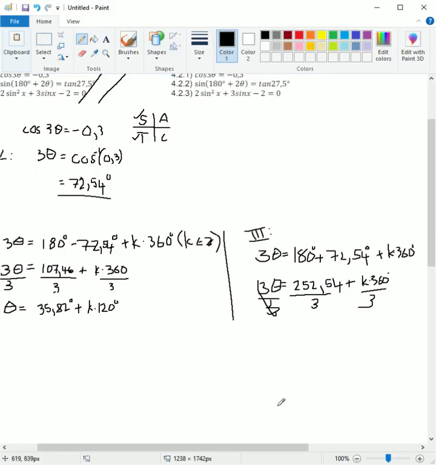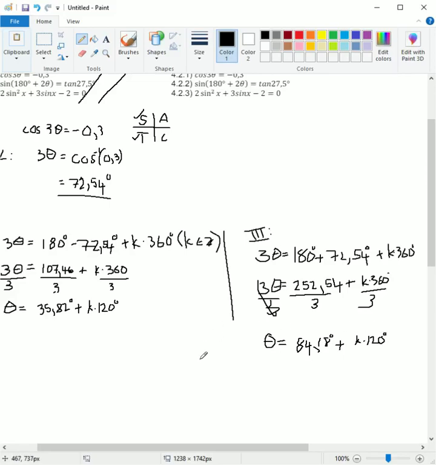So our solution is going to be theta is equal to, divide that by 3, 84,18 degrees plus k times 120.